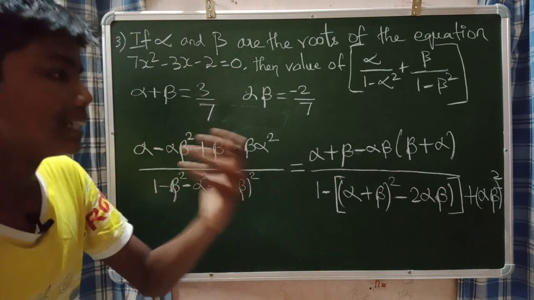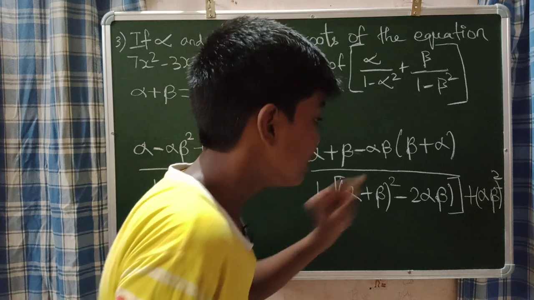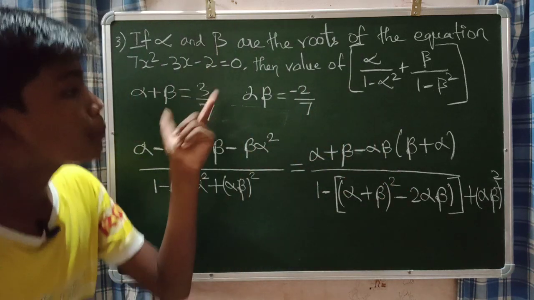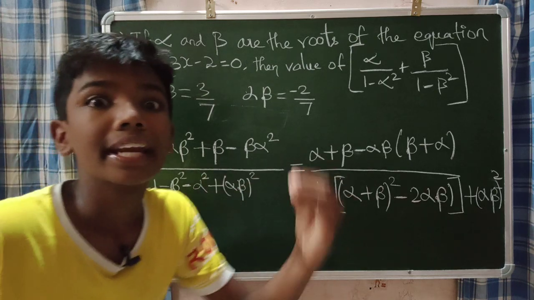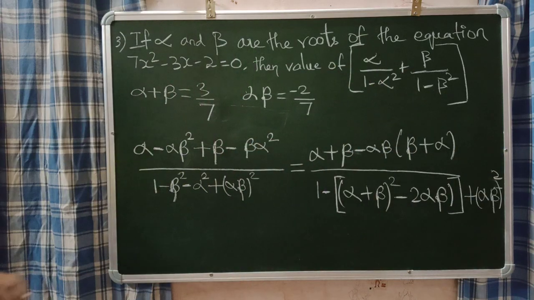Why I am doing this, as I told you, guys, is because in every term we are having alpha plus beta, and in every term we are having alpha beta. So the sum and product of the roots are suitable here. So we can apply and easily find the answer now. That is something I am doing here.